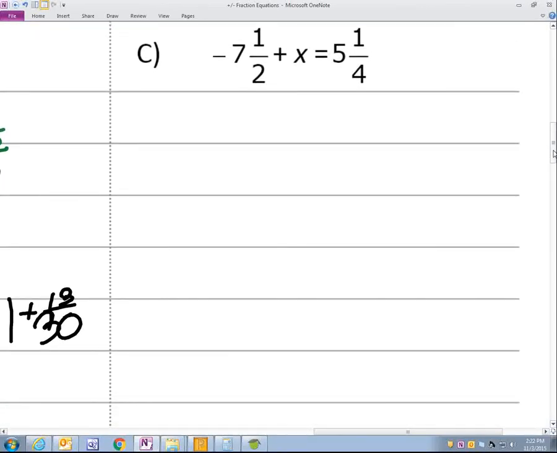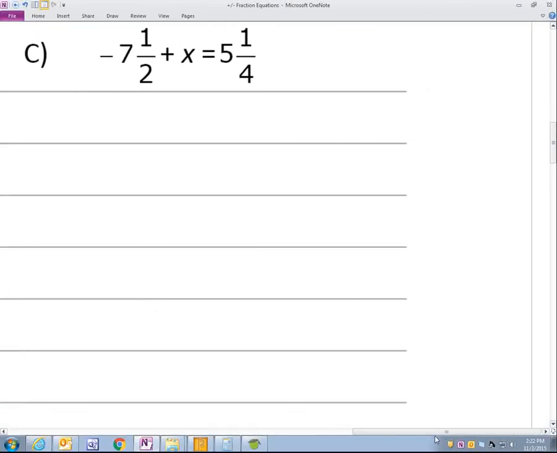Next one. We have negative 7 1/2 plus x is equal to 5 1/4. Now the question I ask for you is this. If I were just looking at that, and I asked anybody in this classroom, can you tell me what the opposite of negative 7 1/2 is? What would you tell Brad? Jamichael, what you got? Yes, positive 7 1/2.